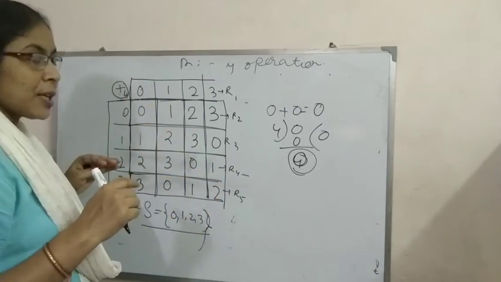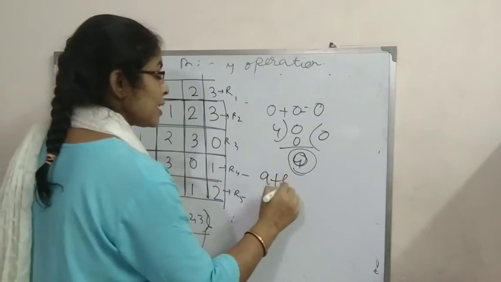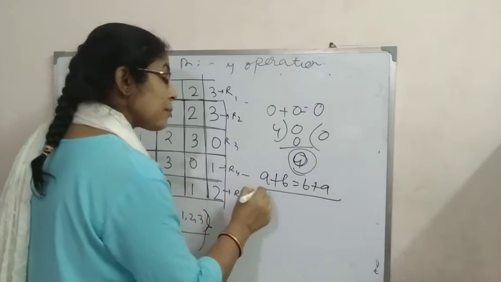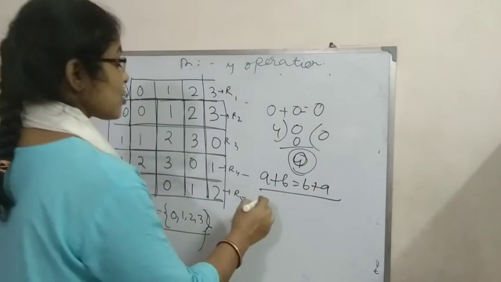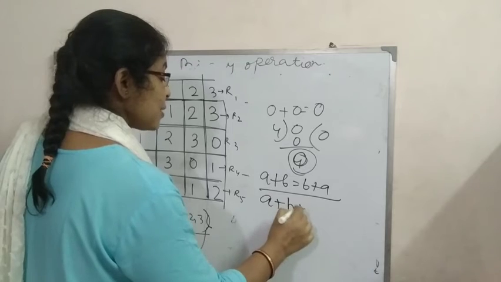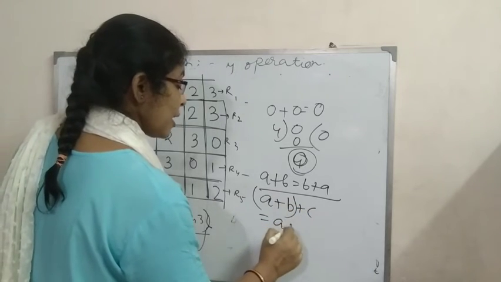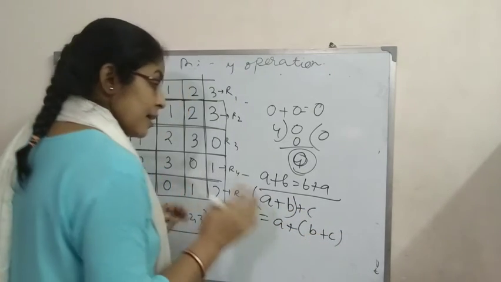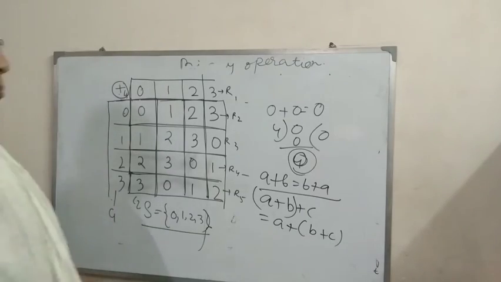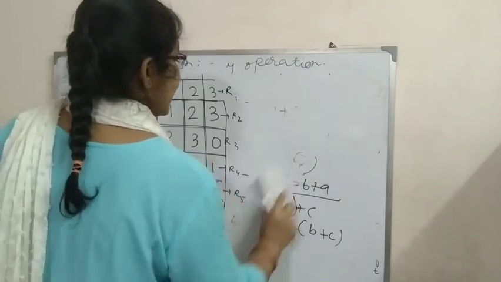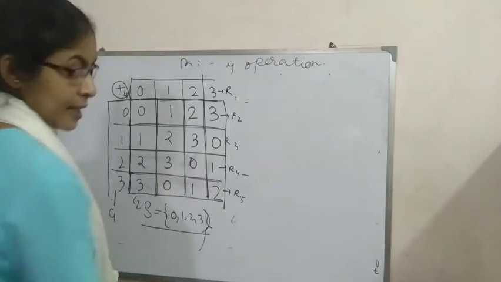Additive commutative property means A plus B equals B plus A. It must hold. Associative property, A plus B plus C equals A plus B plus C, holds. Associative property holds. And next is symmetry.